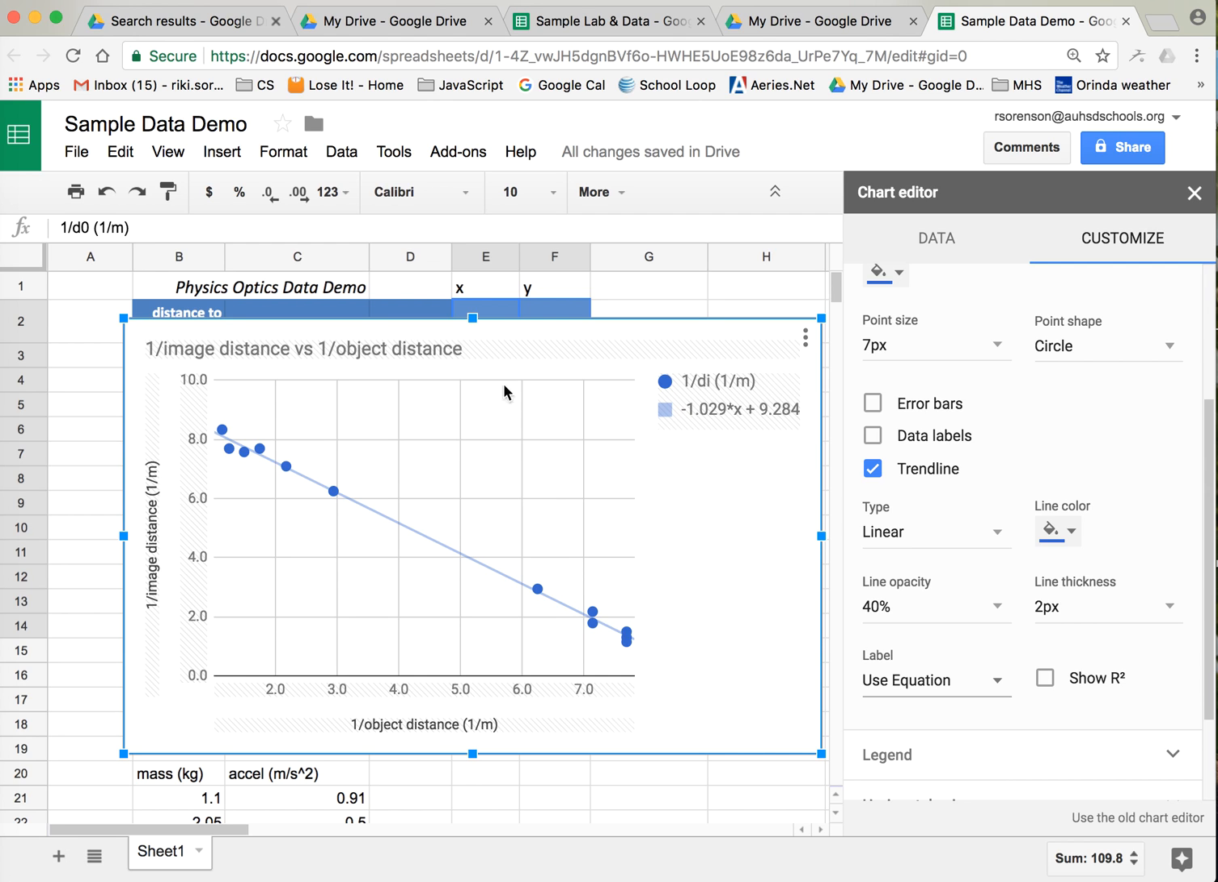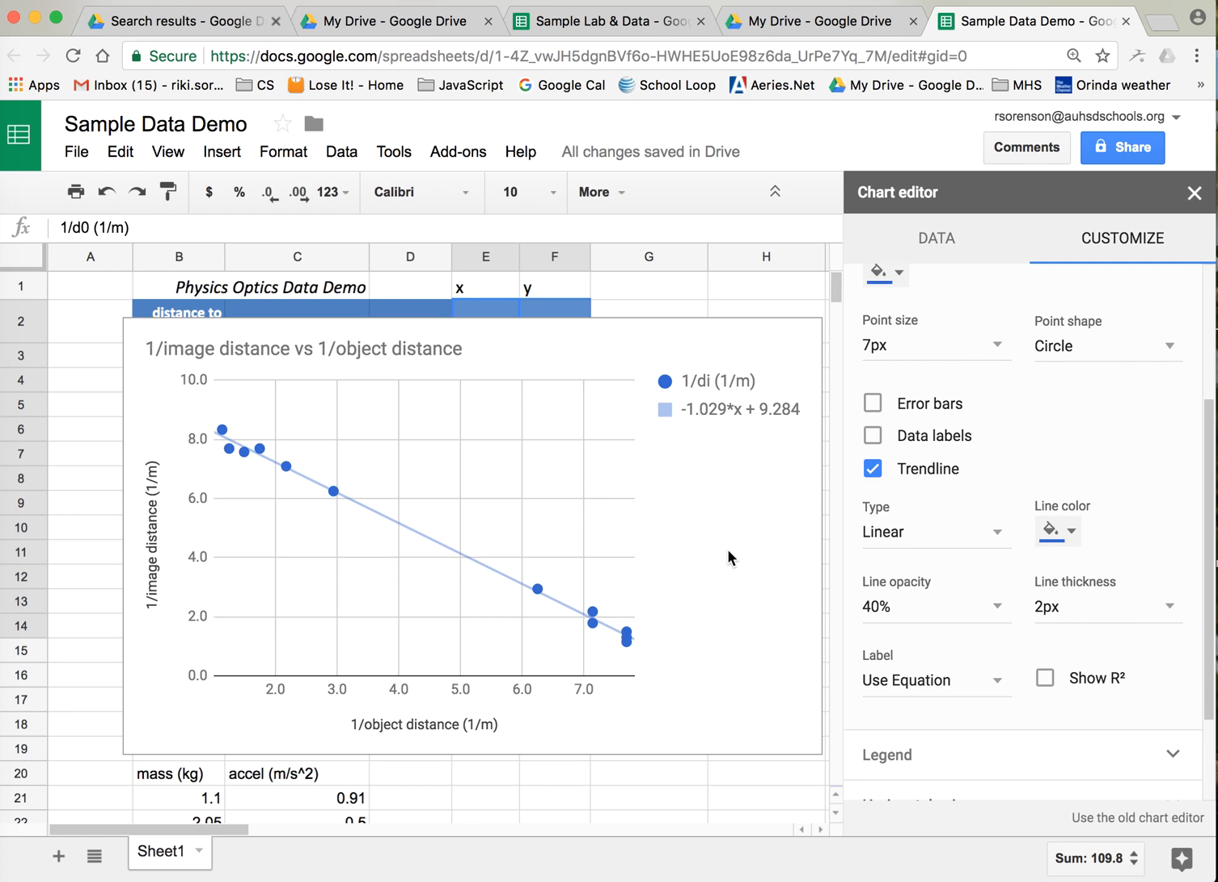And it turns out, in this particular lab, this optics lab, that this is a y equals mx plus b. So m is negative 1.029. That's the slope. Okay, it's a negative 1. And b is where it crosses the y-axis, is 9.2. And it turns out that 9.2 is the focal length of this particular lens whose data we've collected. So that would become important if you're writing this up, to say that b value represents the focal length.